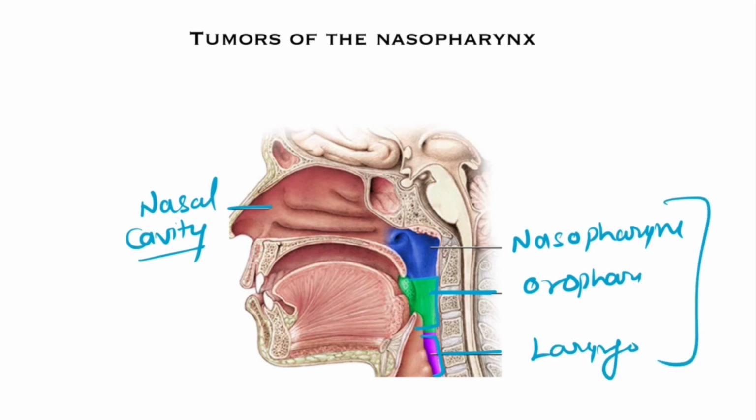Now the nasopharynx is bounded anteriorly by the posterior choana. What is the choana? The posterior opening of the nasal cavity. As this is the anterior opening, this is the posterior opening of the nasal cavity. That's the choana, and the posterior edge of the nasal septum. This is the anterior wall of the nasopharynx.